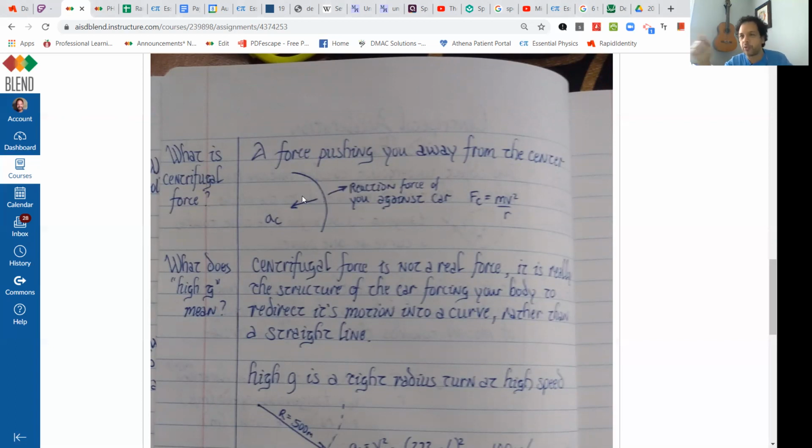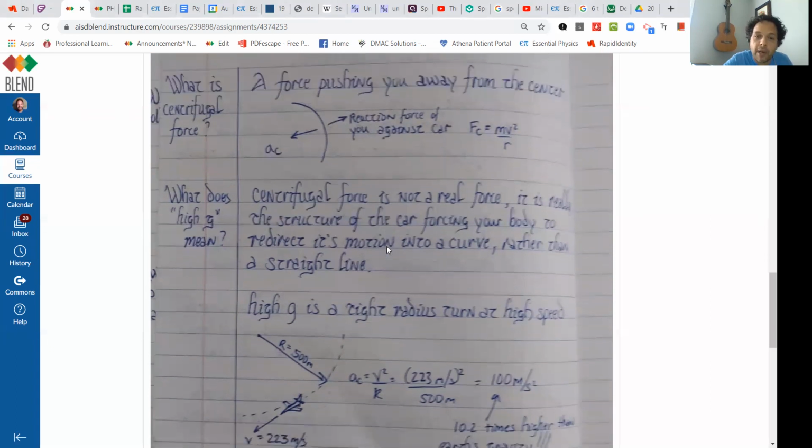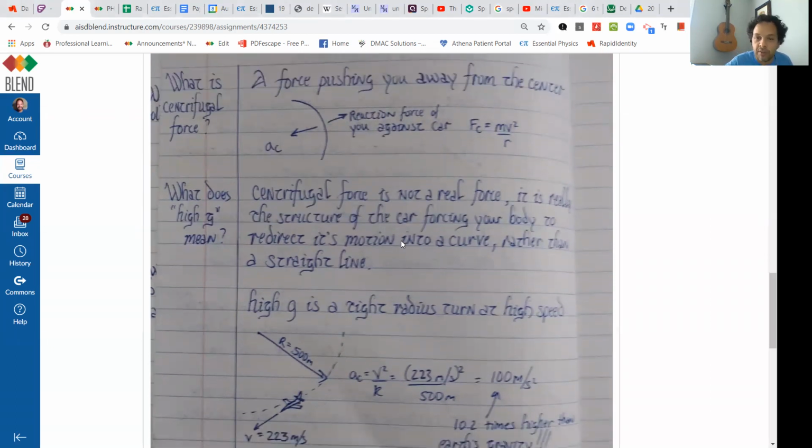So that centripetal force that we were talking about, that's what you feel when you're in a car. You feel like you want to go the opposite way of the curve. That is the reaction force of the centripetal force on you from the car, right? So remember we talked about Newton's laws. For every action, there's an equal and opposite reaction. The centrifugal force is not a real force. It is really the structure of the car forcing your body to redirect its motion into a curve rather than a straight line.